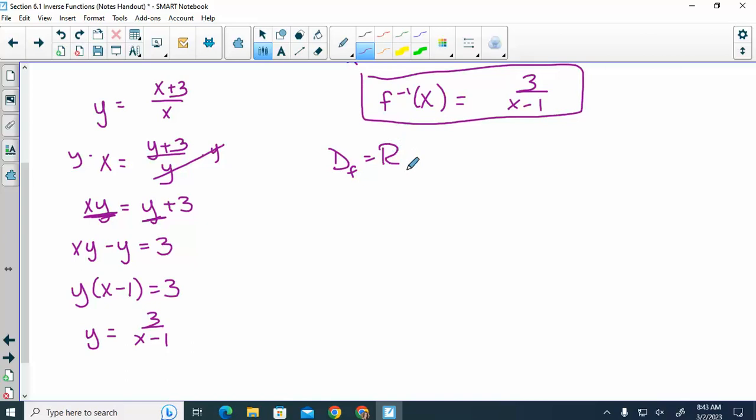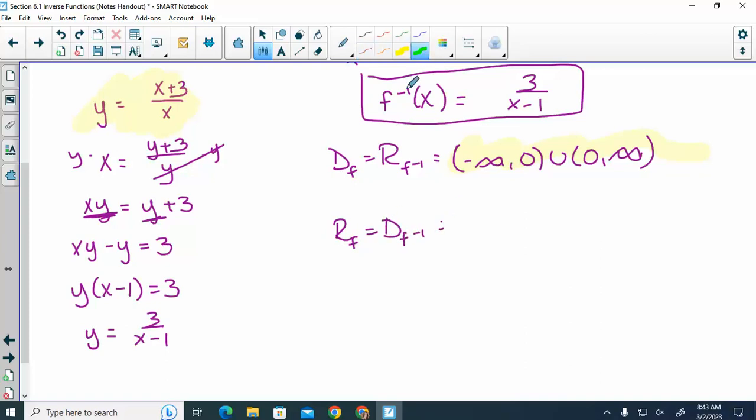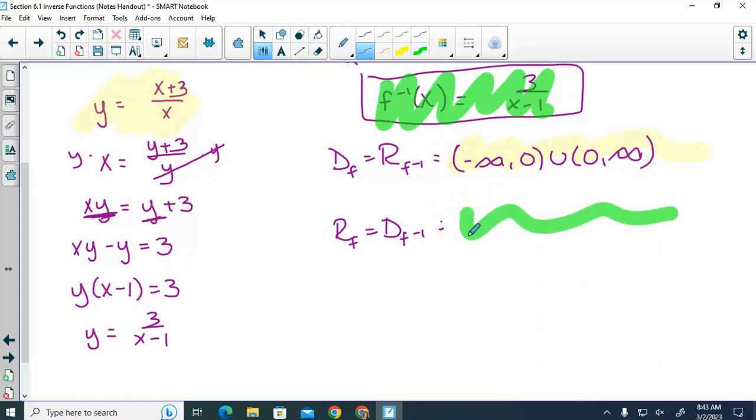Domain of the function is equal to the range of the inverse. The original function, what can x not be? 0. Range of the function equals the domain of the inverse. Right. This one can't equal 1. Where's the negative one? When you factored the negative from the thing.